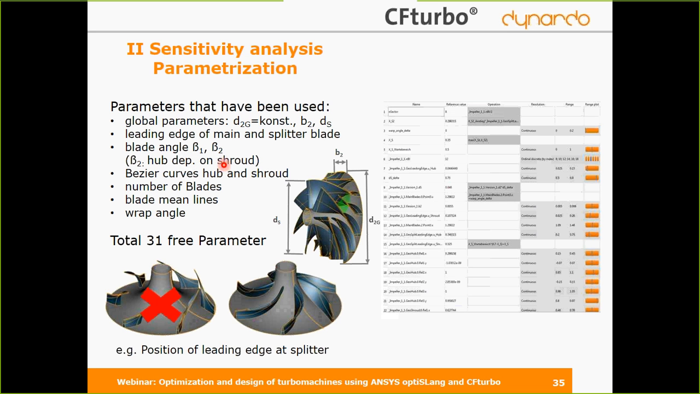For example, the beta 2 angle at the shroud is independently varied, but the position on the hub is then dependent on the angle on the shroud plus a certain delta. Moreover, the yield curves of hub and shroud have been used as 12 parameters. The number of blades, the blade mean line, and the rake angle has been a parameter as well. So in total, we have 31 free parameters.